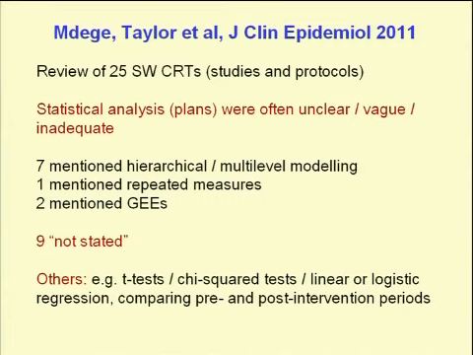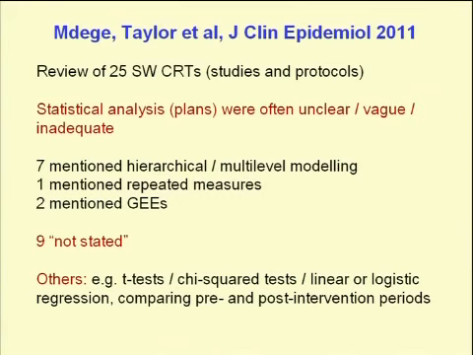So this is the review which Celia talked about, her review of 25 step wedge cluster randomised trials. And my conclusion from that, from a more statistical point of view, is that the statistical analysis plans were awful, actually. They were unclear, they were vague, they were inadequate. Somebody asked the question, even for the ones that indicated they might be doing something plausibly reasonable, was it actually reasonable? Well, we don't even know.